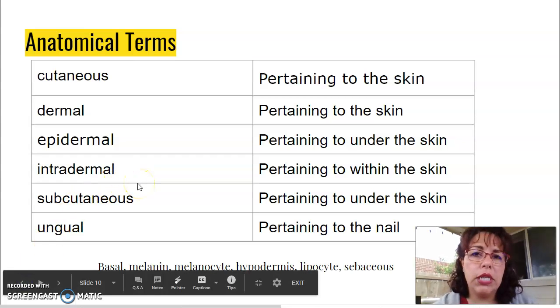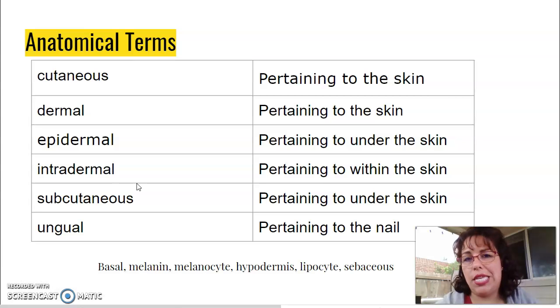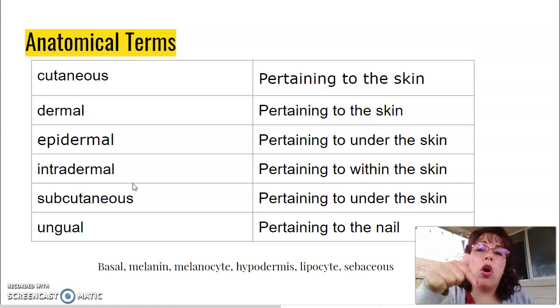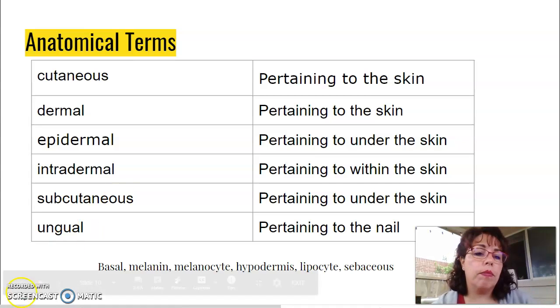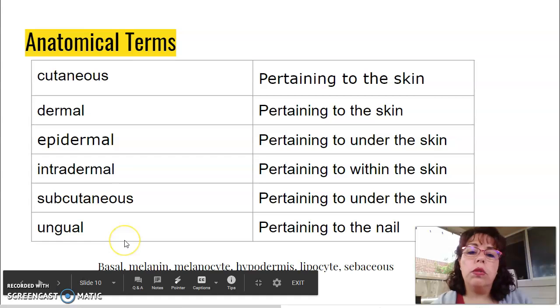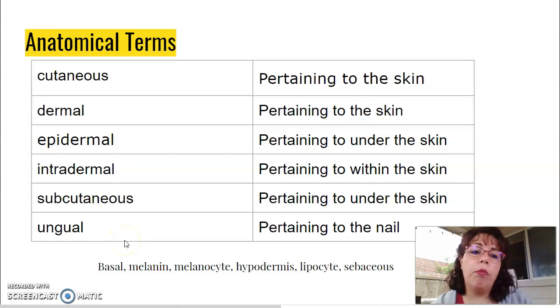Intradermal, AL, pertaining to. Intra, within. Derma, skin. An intradermal shot is pertaining to within the skin. Subcutaneous, there's OUS, pertaining to. Sub, below or under. I'm sorry, my dog's barking. Cutaneous, skin. Ungual, pertaining to the nail. AL, pertaining to. Ungual is nail.